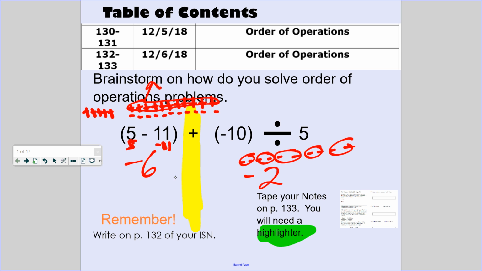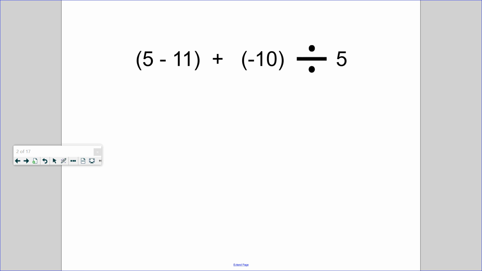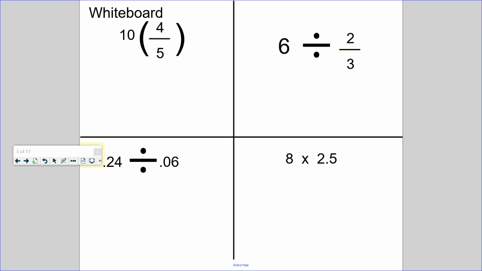So what is -6 plus -2? -8. 6 negatives plus 2 more negatives. Let's draw it. 6 negatives plus 2 negatives is -8. Oh, so it's right there. Awesome. So let's practice these things.